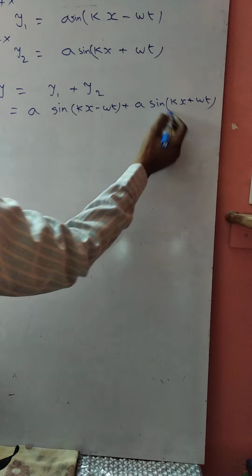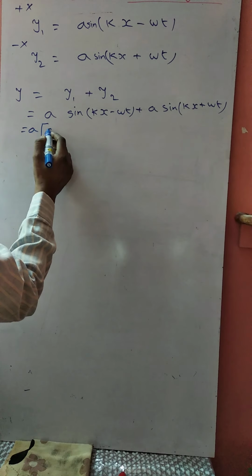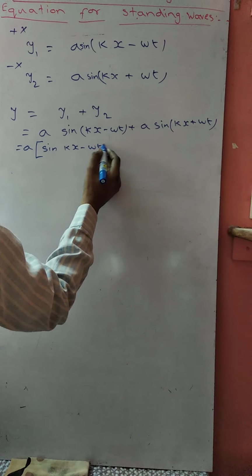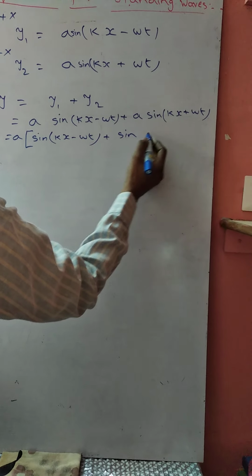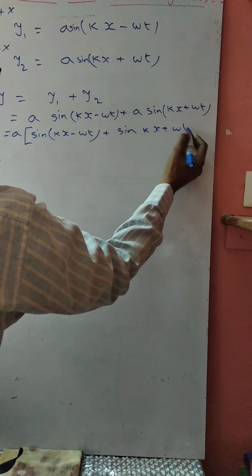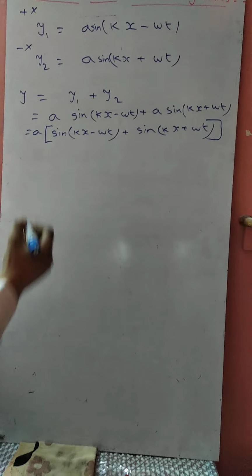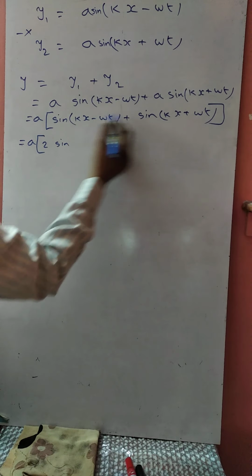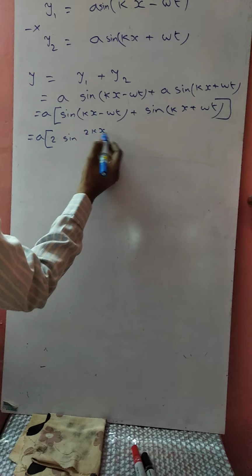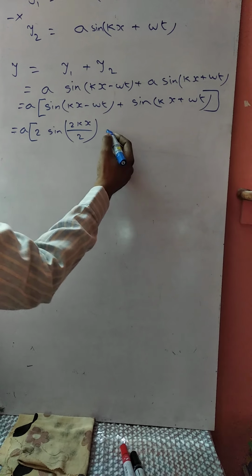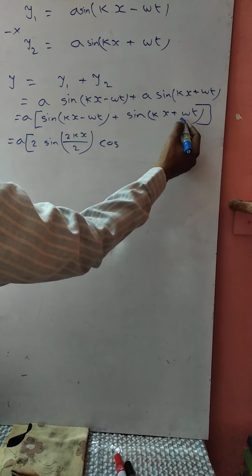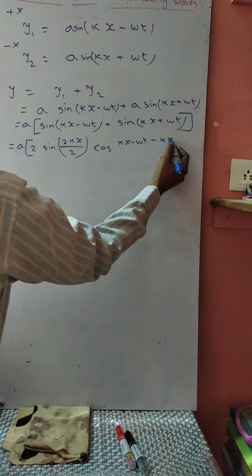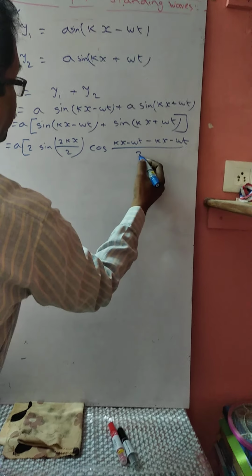If you take a common, then sin A + sin B we can write as 2 sin((A + B)/2) cos((A − B)/2). So a into 2 sin of this plus this, you get 2kx/2, and cos of this minus this. If you want, you can write it once again: ((kx − ωt) − (kx + ωt))/2.